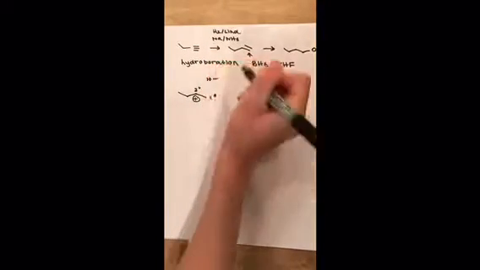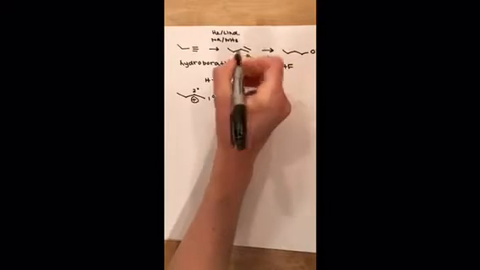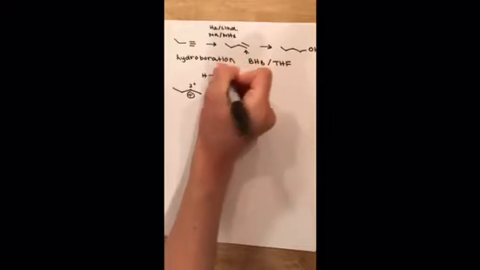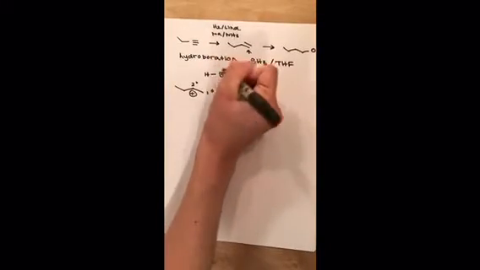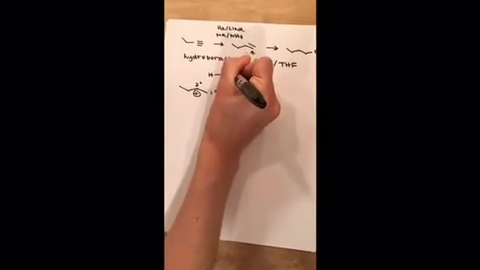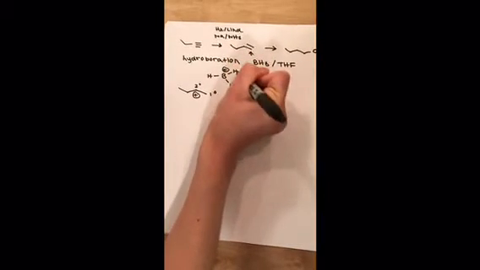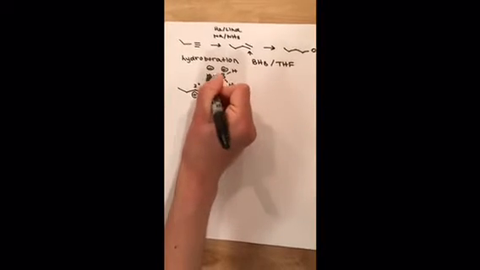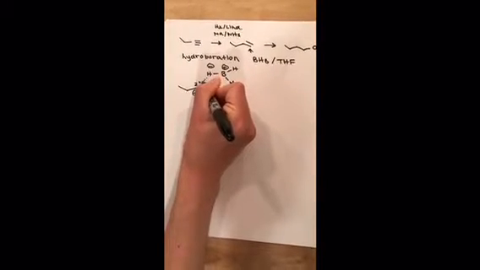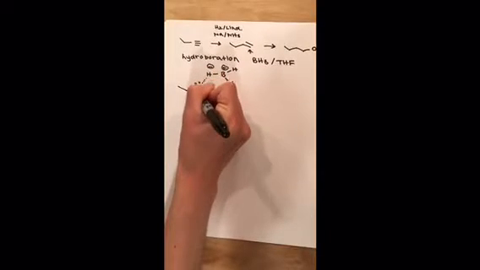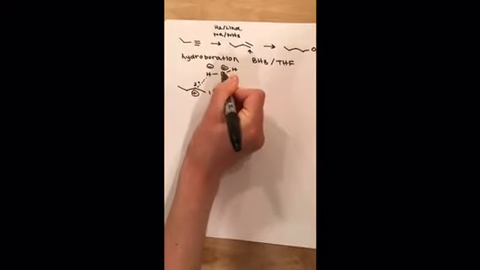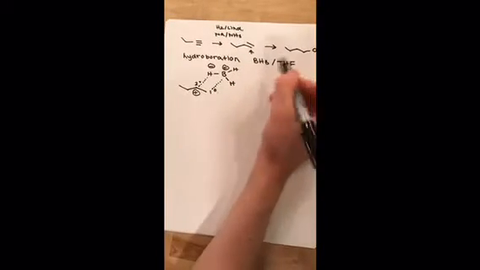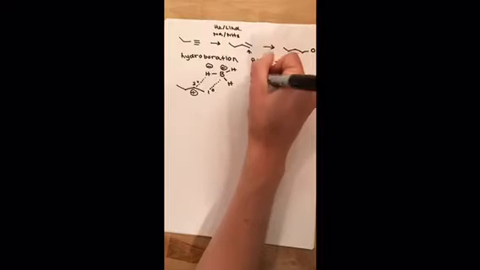Hydroboration is carried out using BH3, as I previously described. And the charges on BH3 are a little bit odd. The boron actually has a partial positive charge, and the hydrogen has a partial negative charge. Because of these charges, the hydrogen is going to want to make a bond with the secondary carbon as opposed to the primary carbon. And the boron is going to make a bond with this primary carbon. This is called anti-Markovnikov regioselectivity.